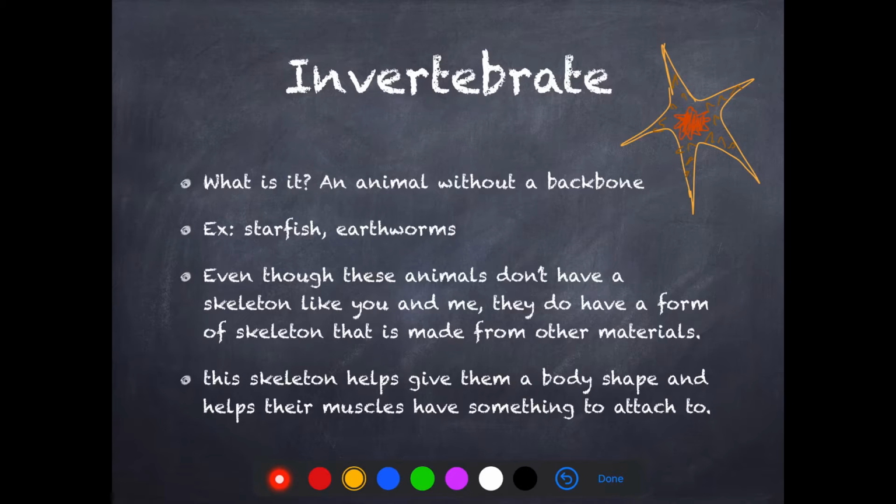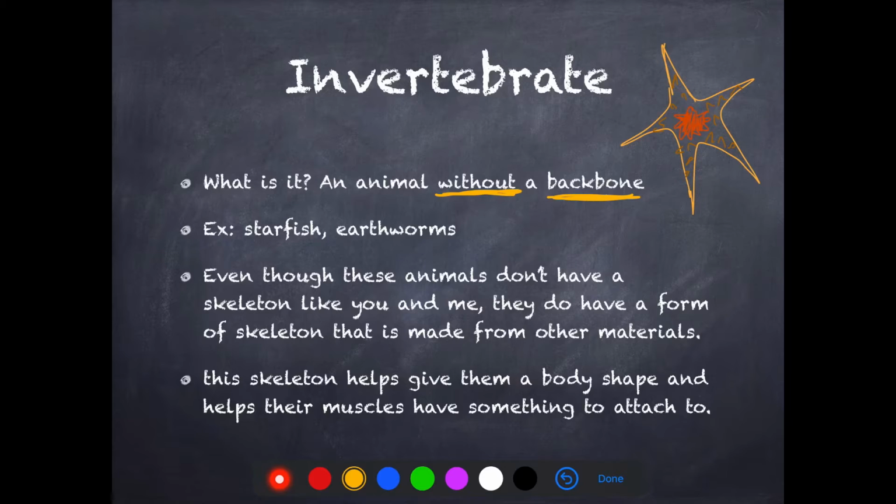So what is an invertebrate? An invertebrate is pretty much an animal that has no backbone. An example of this is my little starfish here on the upper right corner. Another example is earthworms. If you've ever picked one up as a kid or just seen how it moves on the ground, you can tell that there is no actual skeleton like we have. Same thing with the starfish, they have different materials that make up what we call a skeleton. We'll get into what they're actually made of. They're not made up of bones like we are, but different things.